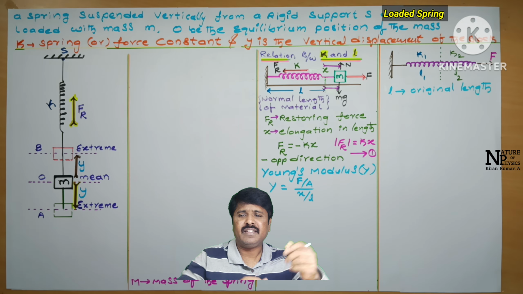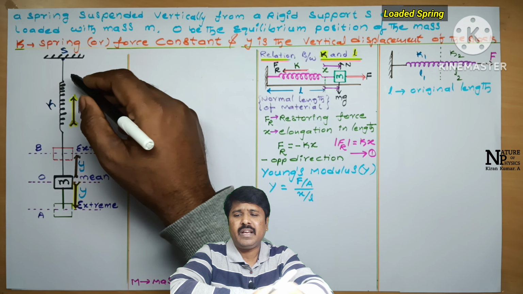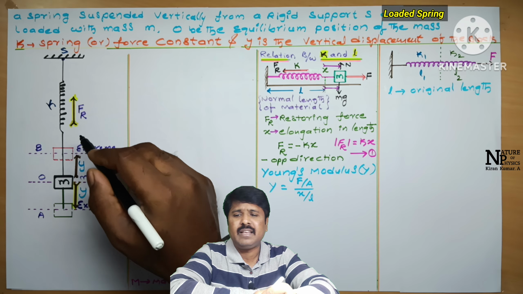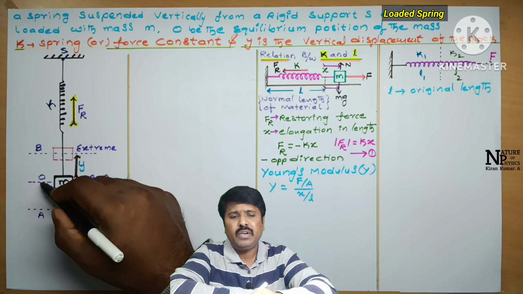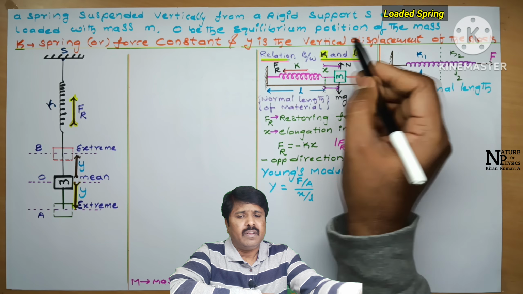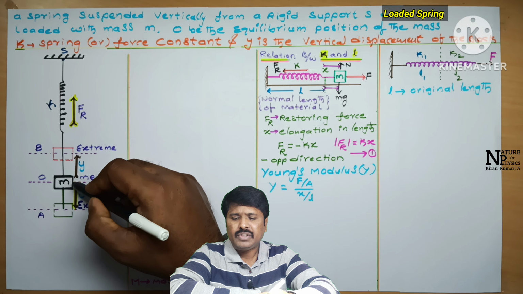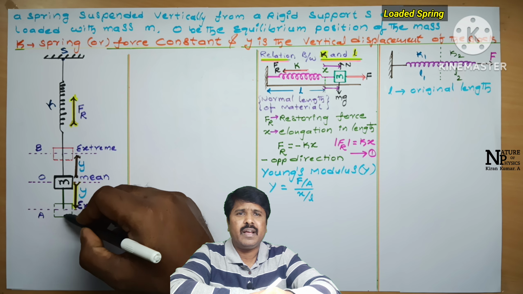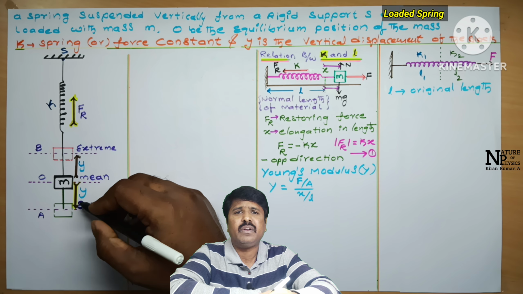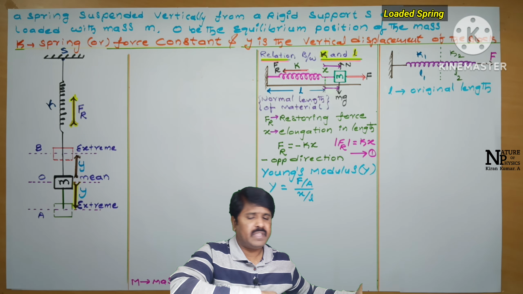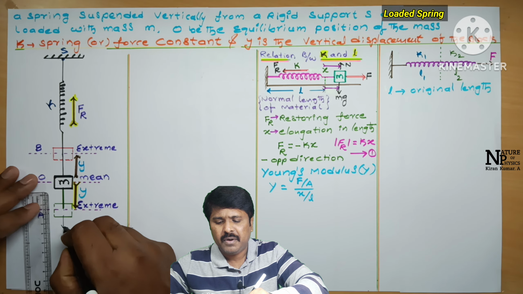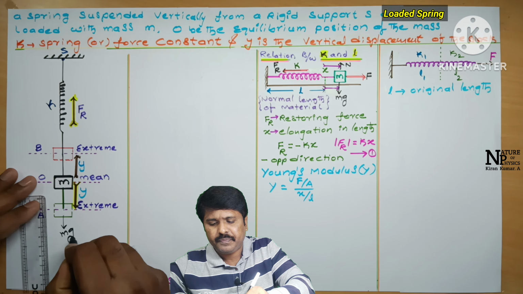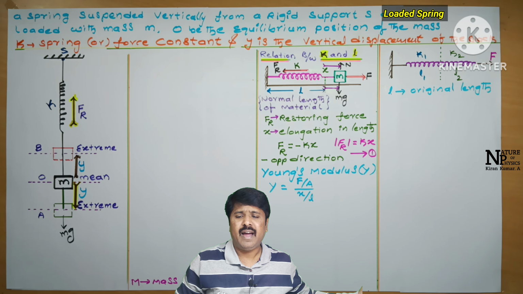So first, consider a spring suspended vertically from a rigid support S and loaded with a mass small m from the mean position O, and the mass is made to oscillate due to a small vertical jerk acting in the downward direction, so that a force is acting downward. That force is taken as the weight mg. Okay student, and then continuing, there are two forces.